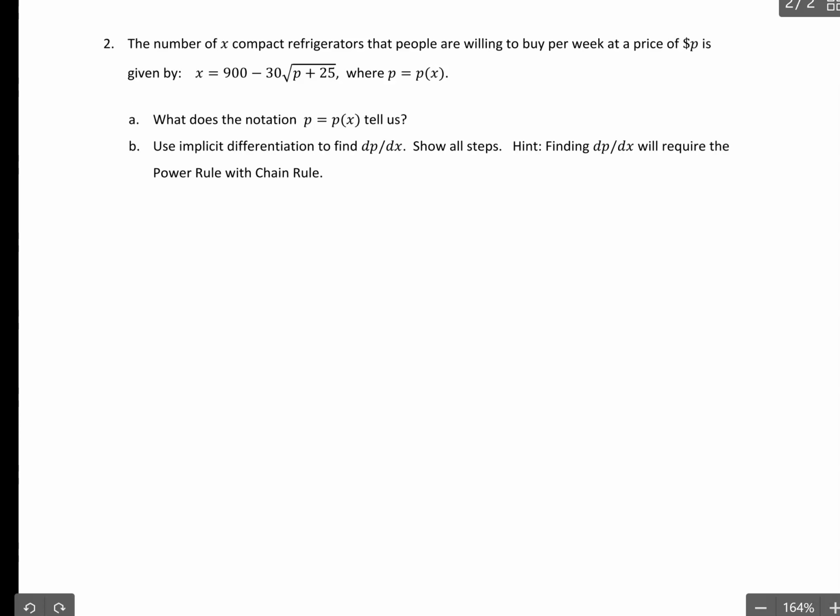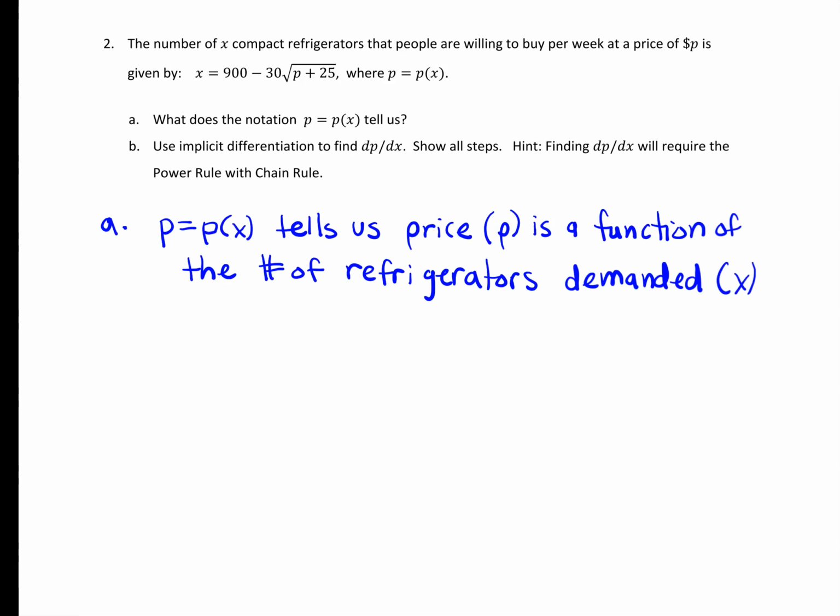So the first part of the question, part A, is asking us, what does that notation mean? This P equals P of X. What is that telling us? Well, algebraically, it's telling us that price, letter P, is a function of the number of refrigerators demanded, so letter X.